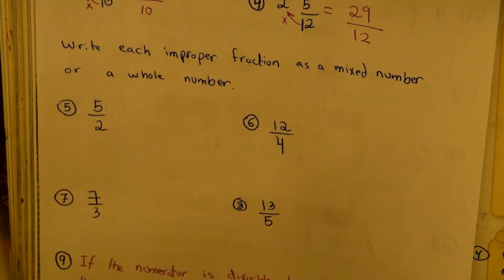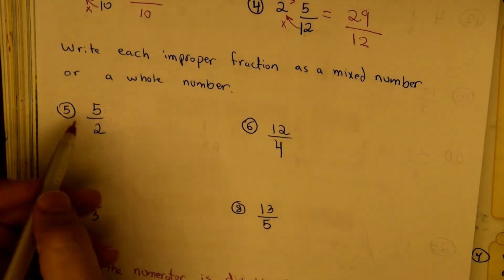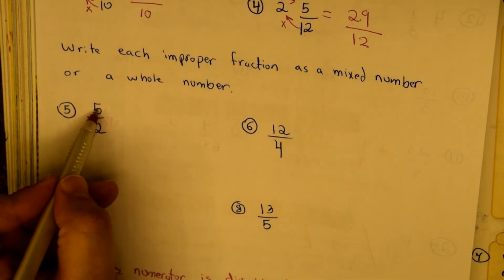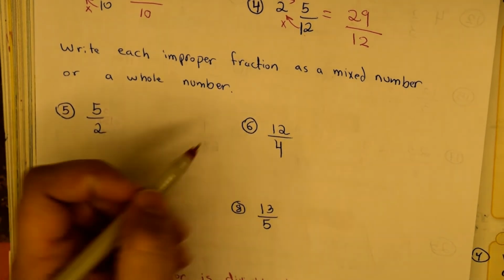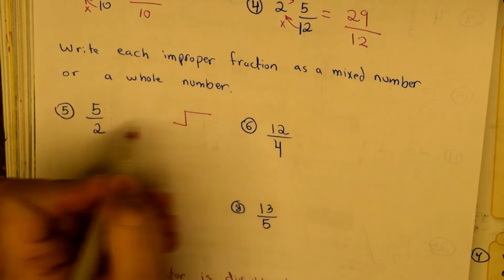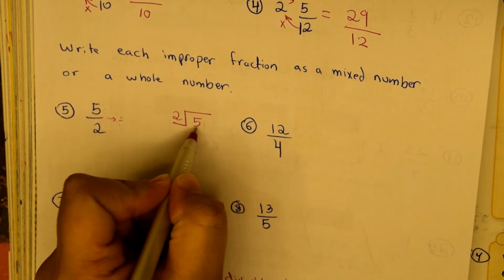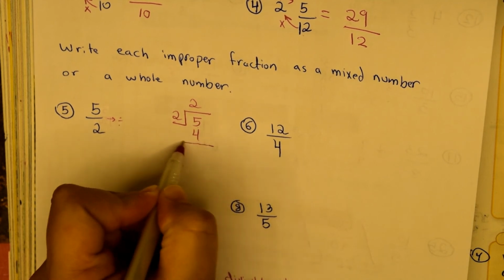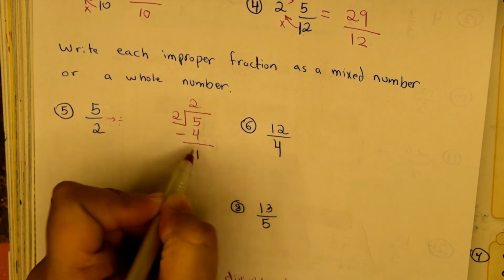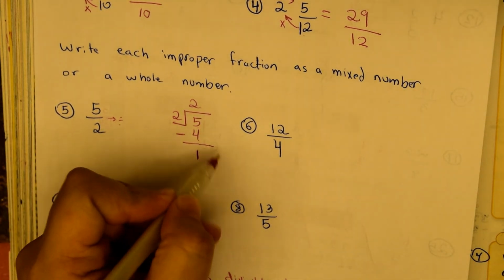Now here, write each improper fraction as a mixed number or a whole number. So here I have an improper fraction because the numerator is greater than the denominator. How will we write the mixed number? We will use the long division. So I will divide. 5 divided by 2 equals 2. 2 times 2 equals 4. Two numbers I will subtract. Here I have 5 minus 4 equals 1. I don't have any numbers to take down, then I'm done.